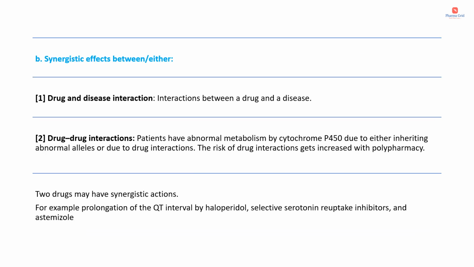Next mechanism is due to synergistic effects. So the first one is drug and disease interaction, that is interactions between a drug and a disease. Then drug-drug interactions. Patients have abnormal metabolism by cytochrome P450 due to either inheriting abnormal alleles or due to drug interactions. The risk of drug interactions increases with polypharmacy. Two drugs may have synergistic actions. For example, prolongation of the QT interval by haloperidol, selective serotonin reuptake inhibitors and erythromycin.